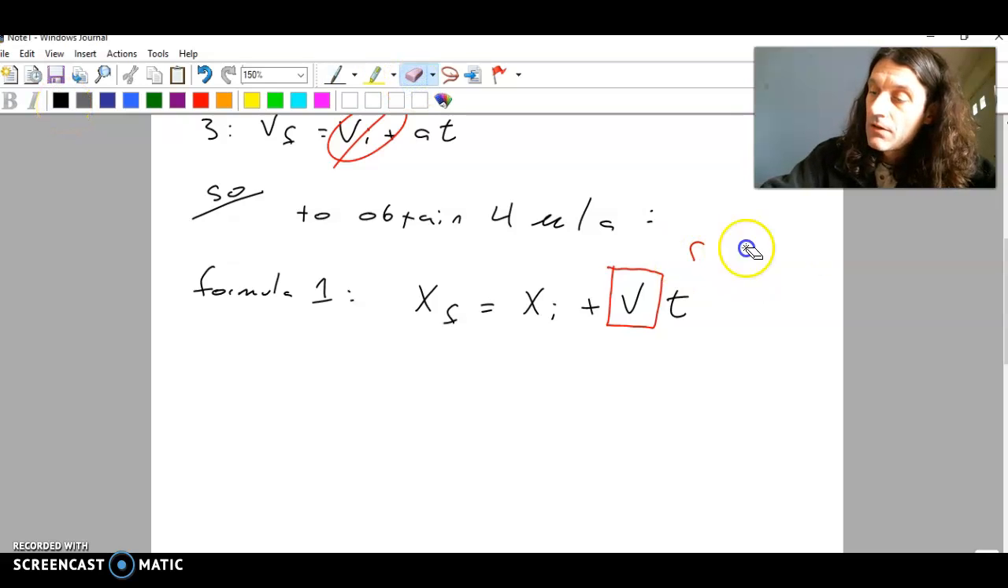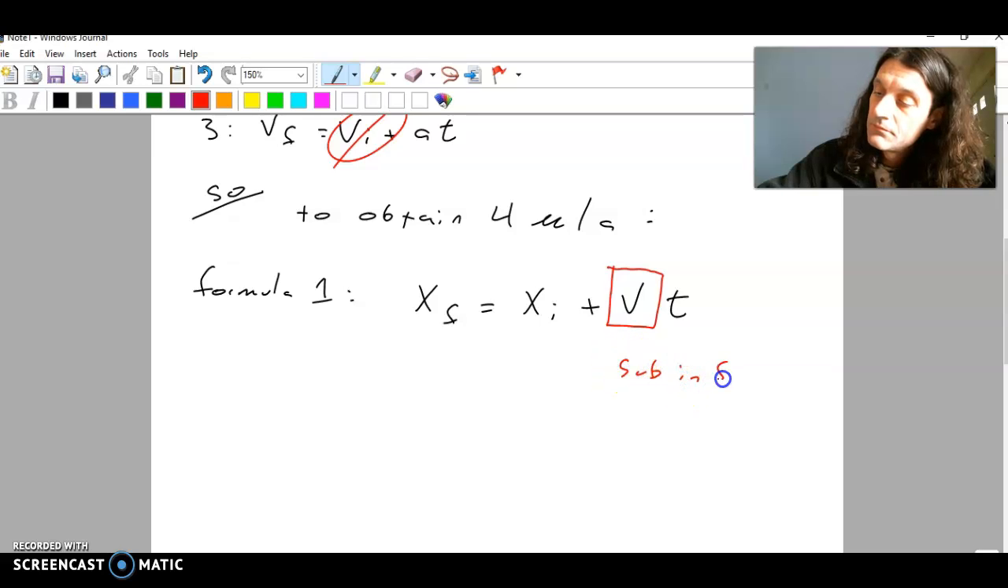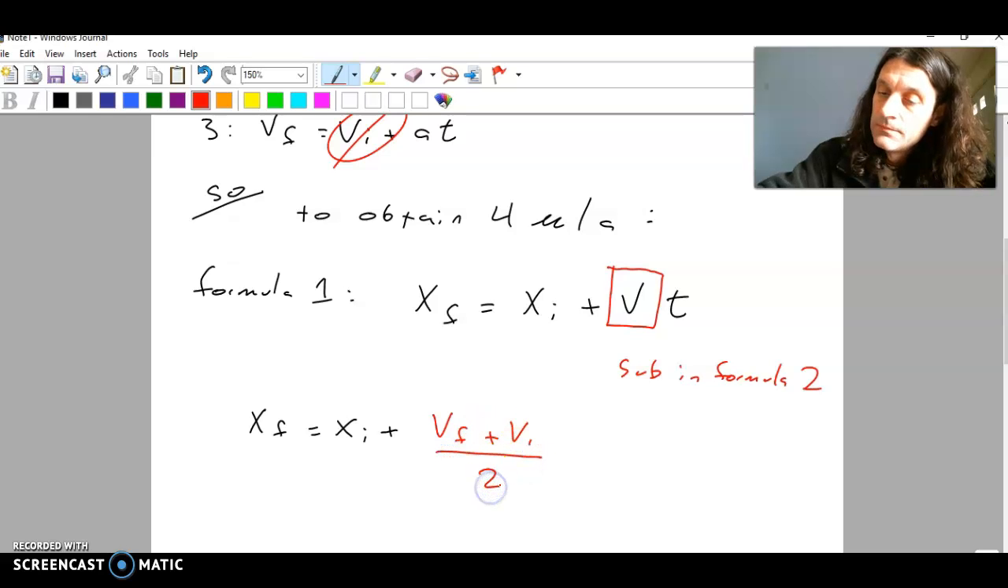Let me write this down here. Sub in Formula 2. So what I now have is xf is equal to xi plus vf plus vi over 2, and then I need to multiply it by t. All right? That's easy, isn't it?